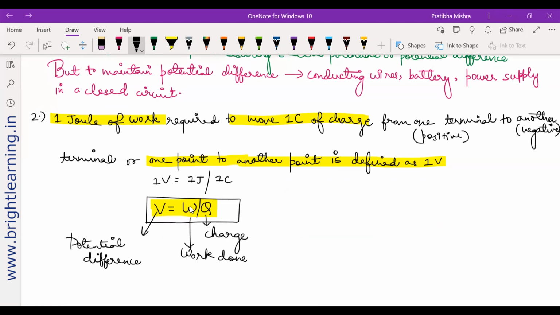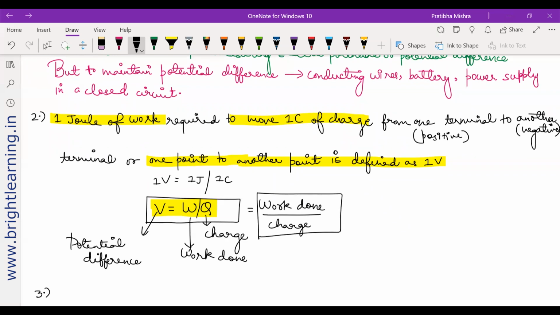I is equal to Q by T. So how do you write this down? Similar kind of question. So the third part of this question, how do you define it? Basically, you know that potential difference is equal to work done by charge. You can write it as work done. Maya and Gautami, it is work done by charge, not multiplication. Be very careful.